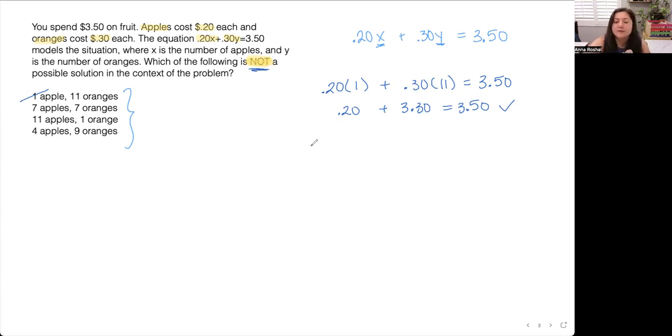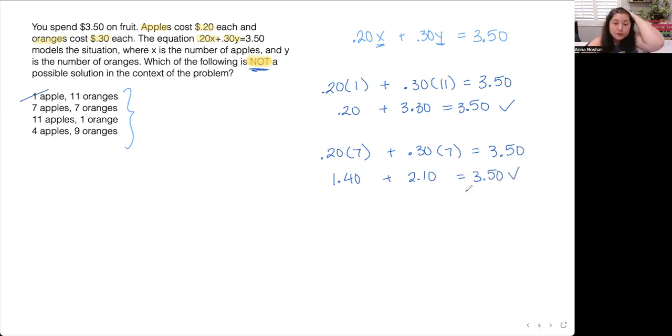Okay. So the second one, I have 20 cents for 7 apples plus 30 cents for 7 oranges. Does that equal $3.50? So this is $1.40 and this is $2.10. When I add these together, again, they are equal to $3.50.